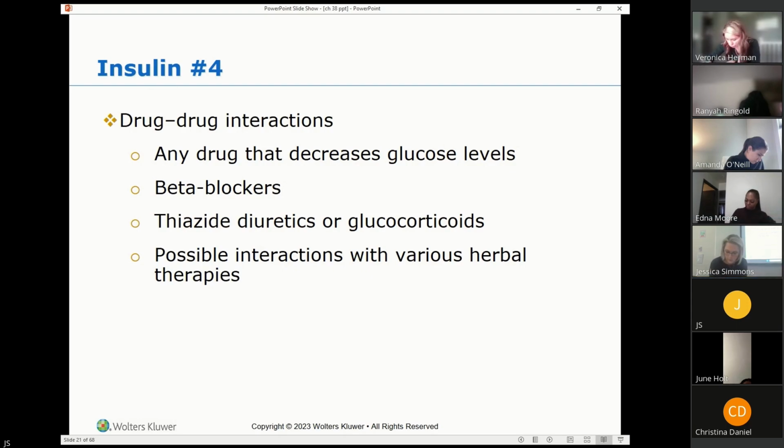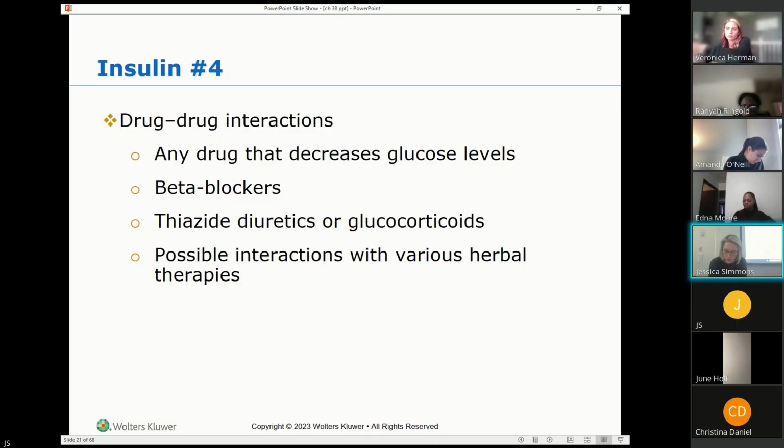Oh, okay. Interesting. Okay, so clinically important drug-to-drug interactions. Caution should be used when giving a patient stabilized on insulin any drug that decreases glucose levels, which include oral anti-diabetic agents, beta blockers, salicylates, and alcohol. Dose adjustments may be needed when any of these drugs are added or removed.